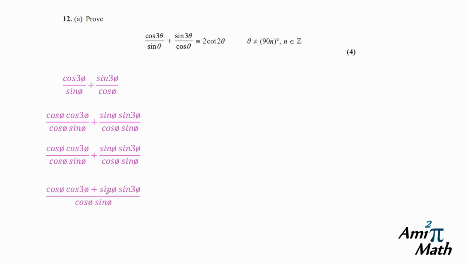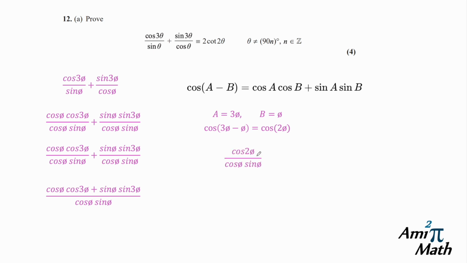And what we can spot from this is that it matches one of our addition formulas, which is cos A minus B equals cos A cos B plus sine A sine B. Does this reflect this? Yes, it does, because we have cos A cos B plus sine A sine B. So the numerator equals this, and in this case, our A is 3 theta and our B is theta. You can rewrite this as cos of 3 theta minus theta, which equals cos 2 theta. And you can write cos 2 theta over cos theta sine theta.